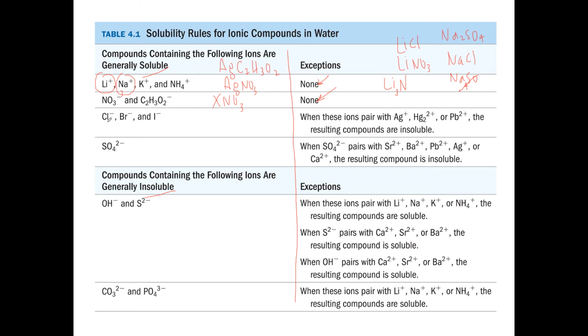Right now, chlorides will usually be soluble, right? However, when it's bonded with silver, mercury 1, or lead 2, the resulting compounds are insoluble. So, lead 2 iodide, that's lead 2 iodide, right? Because it's got 2 plus on it. Iodide's got 1. Lead 2 iodide is going to be insoluble, right? But potassium iodide is going to be soluble, because it's not one of these exceptions, and also because it's up here. Okay, so that's how we're going to use this table.